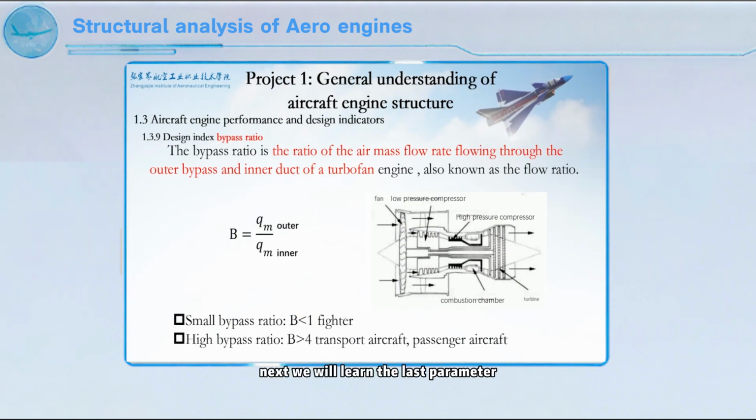Next, we will learn the last parameter of engine design index, bypass ratio. The bypass ratio is the ratio of the air mass flow rate flowing through the outer bypass and inner bypass of the turbofan engine, also known as the flow ratio. The engine with a bypass ratio less than 1 is called a small bypass ratio engine, and the engine with a bypass ratio greater than 4 is called a large bypass ratio engine.